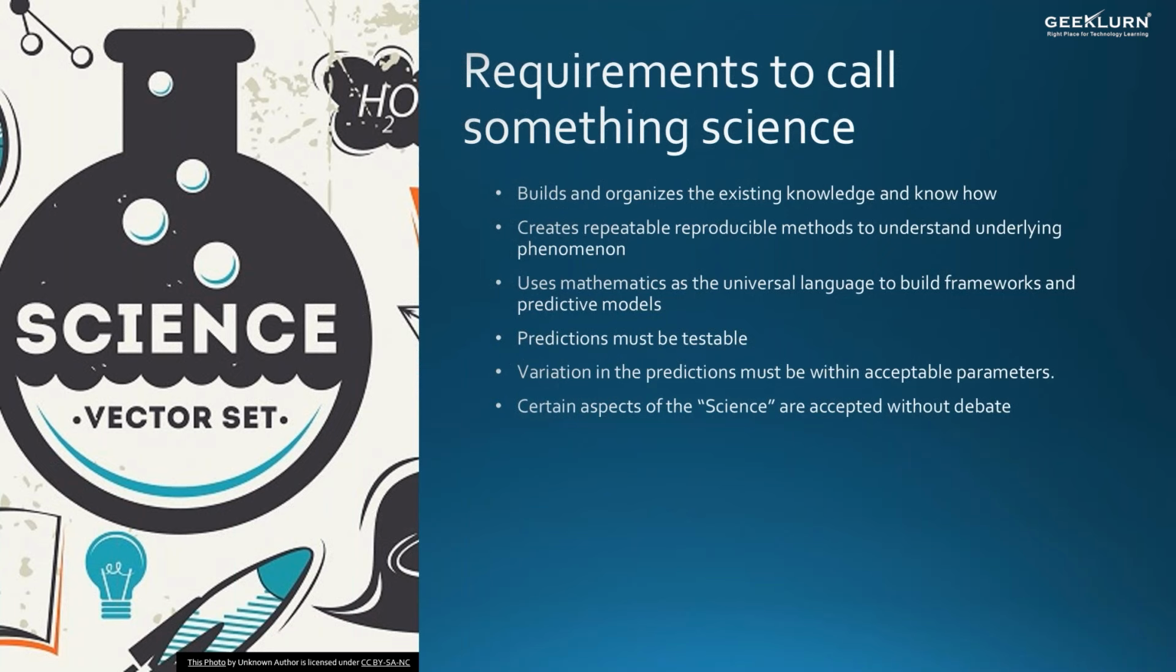Okay. And then, is there a variation in the predictions? The variation of the predictions must be within acceptable parameters. Just because I'm saying that I'm okay with some randomness does not mean that you can give me wild estimates. Okay? The predictions must be within acceptable parameters, and those acceptable parameters are kind of written in stone as far as sciences are concerned.